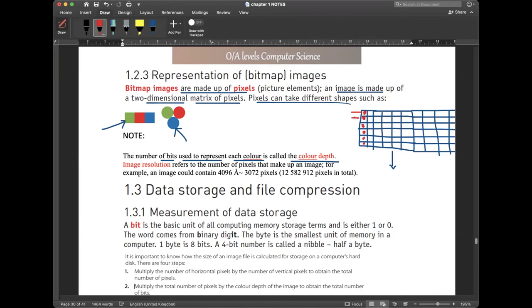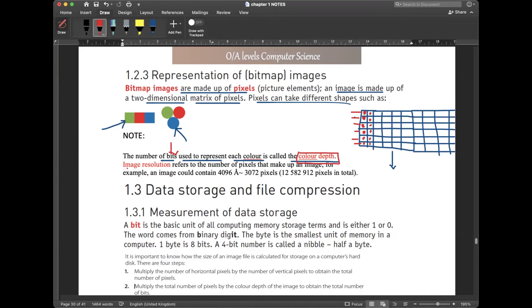Let's suppose 1, 2, 3, 4, 5, 6. So red color is present in 6 boxes. This is color depth. Now I'm going to make it 12. This time the red color is available in 12 pixels. This type of thing is called color depth. So the number of bits used to represent each color is called the color depth.